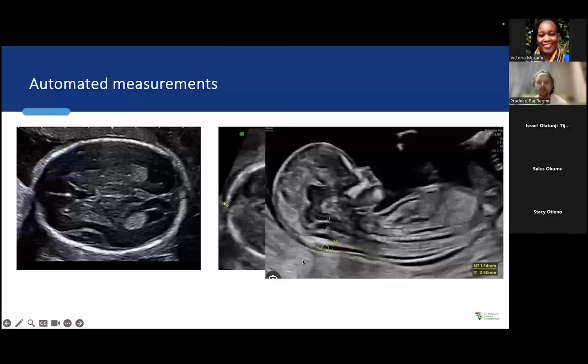And another is the nuchal translucency during the early anomaly scan. You can see this nuchal translucency. If you put the correct plane of the fetus, the machine automatically measures the nuchal translucency. So it is one of the aspects of interpreting through AI models.